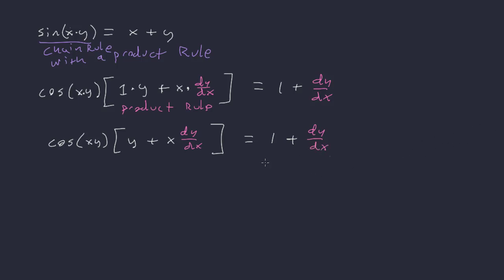Now, to solve this one, we need to distribute this cosine of stuff across, okay? And I'm going to kind of rewrite things so the cosine goes behind. So we're going to have y cosine of xy plus, let me do it this way, dy dx times x, x cosine of xy is equal to, and this side didn't really change.